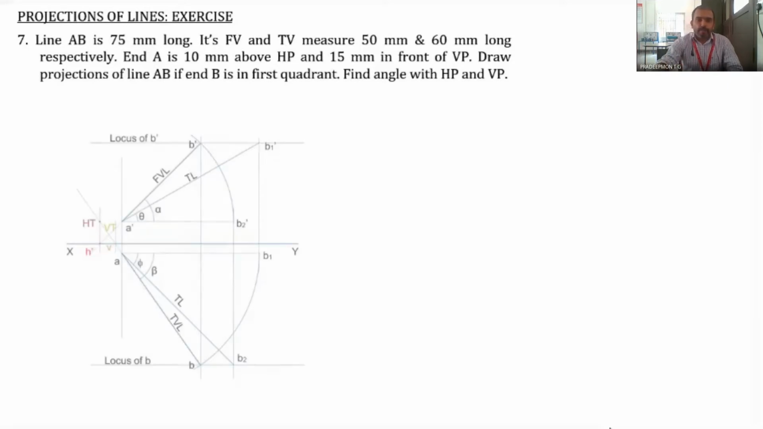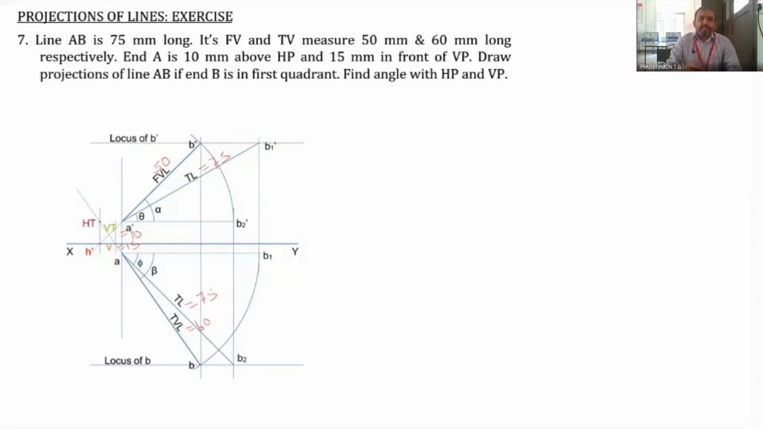So here also let's first start with our base figure. In this one, the line AB is 75 millimeter long, which means the true length is 75 millimeter. So here it is true length, here also it is 75. And the front view measures 50 millimeter, that is the length of the front view. This is 50 millimeter. And the top view is 60 millimeter. Top view length, that is this is 60 millimeter. And here A dash is at a distance of 10 millimeter above XY line, and this is 15 millimeter below XY line.